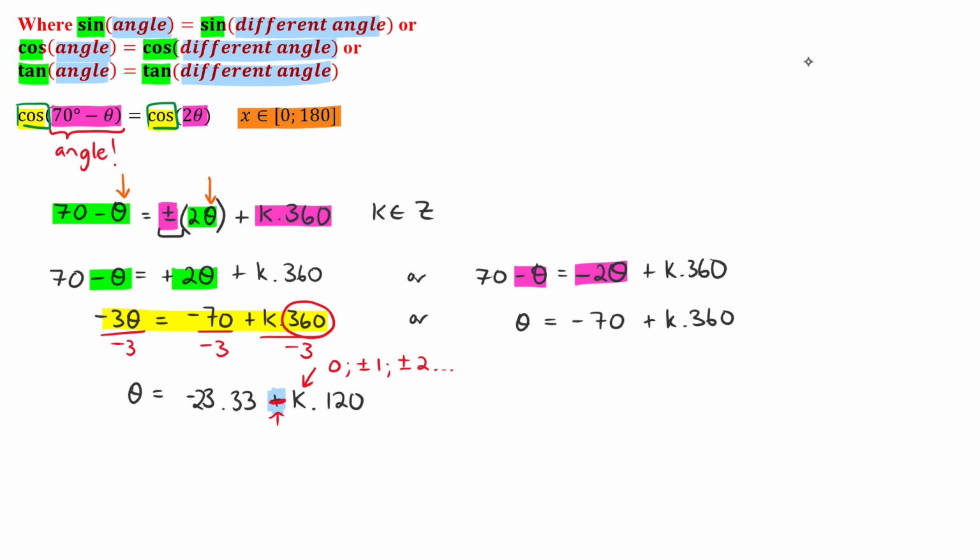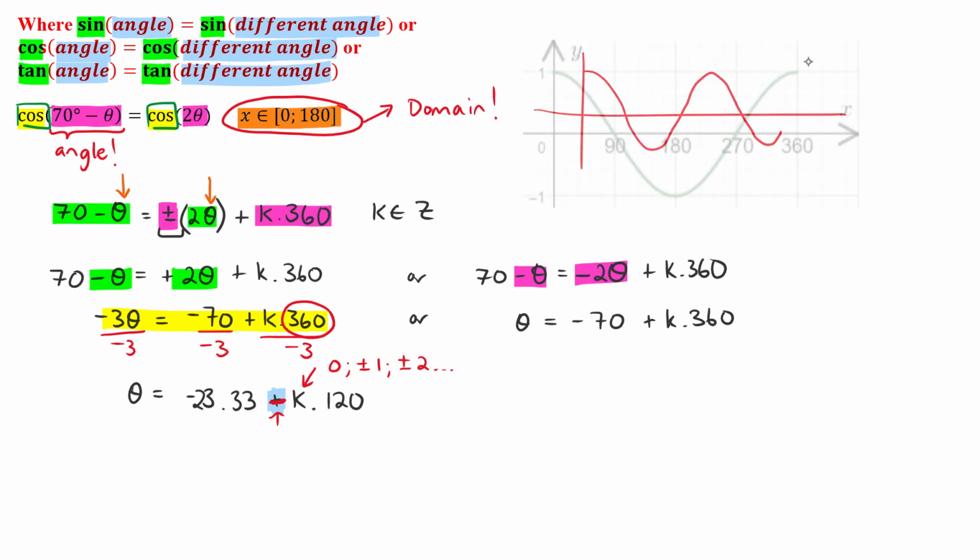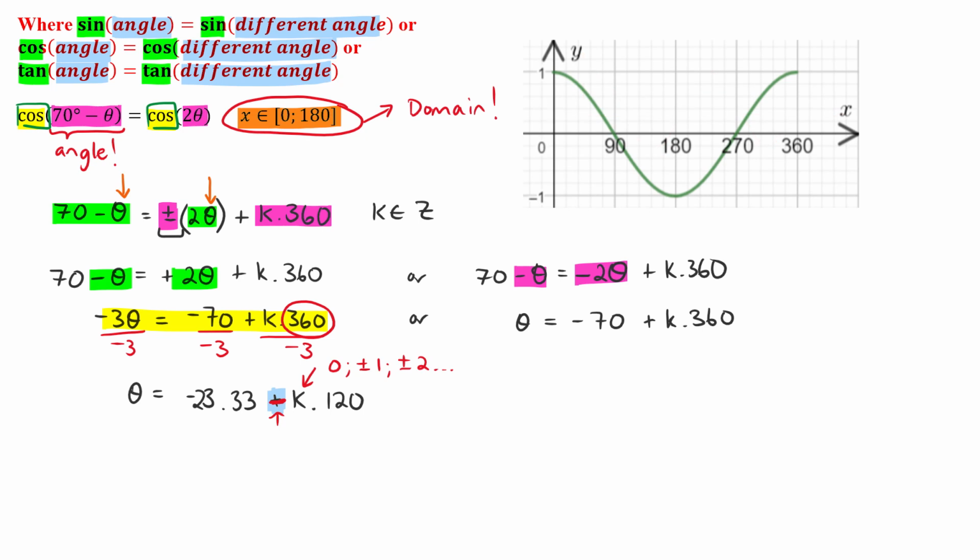The question though was, we need to find that solution in that domain. So anytime you see something like that, it's a domain. So we know that this function, it's a cos function, so it sort of looks a little bit like this. And we want to make sure that the solutions are between 0 and 360, between there and there. So when we do that, what we have to do is basically plug in values of k and check, does it fit in this domain?